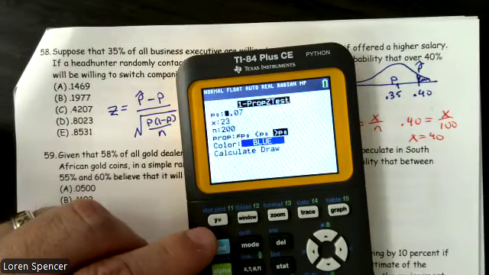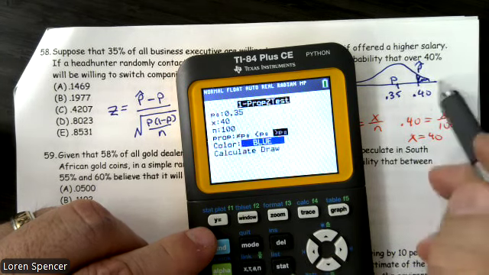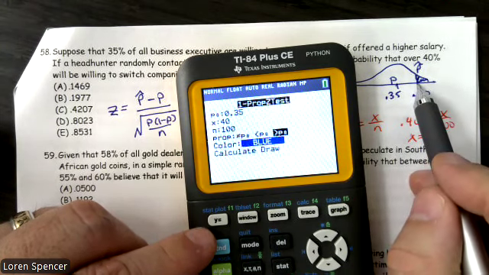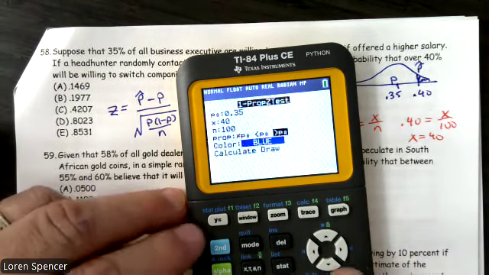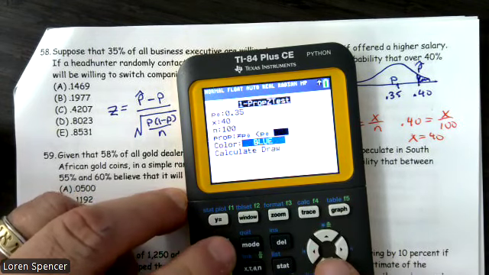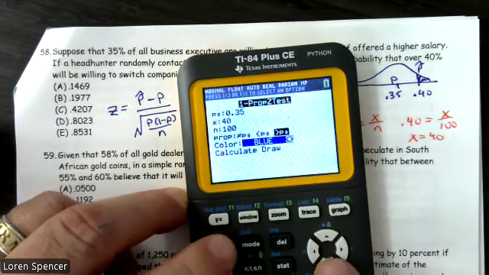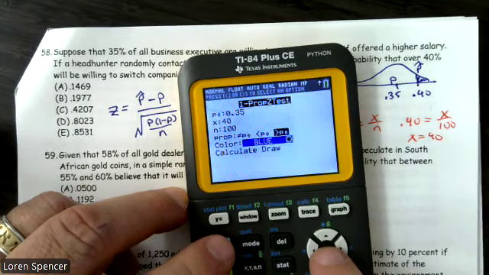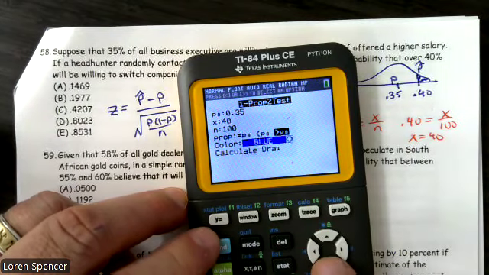P, the claim was 0.35. The X we just found was 40. The sample size is 100. And we're obviously shading to the right because we want to be as extreme or more extreme. I don't know if that helped much, but anyway.